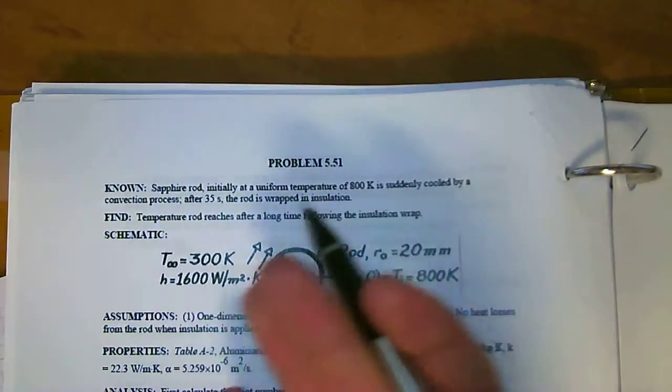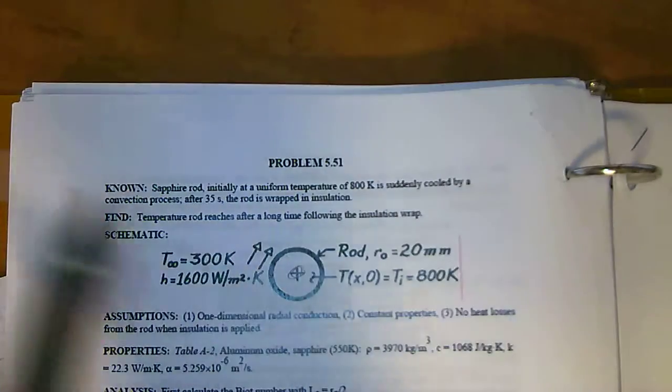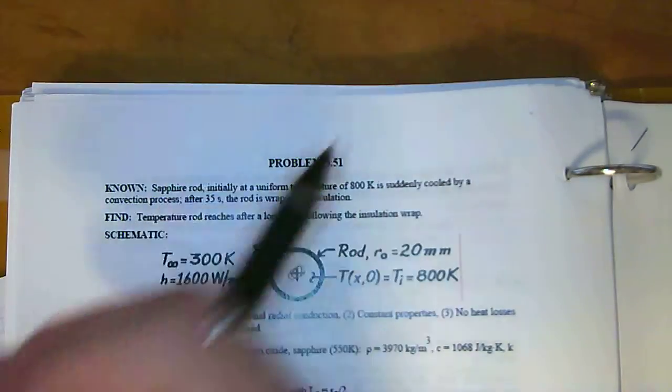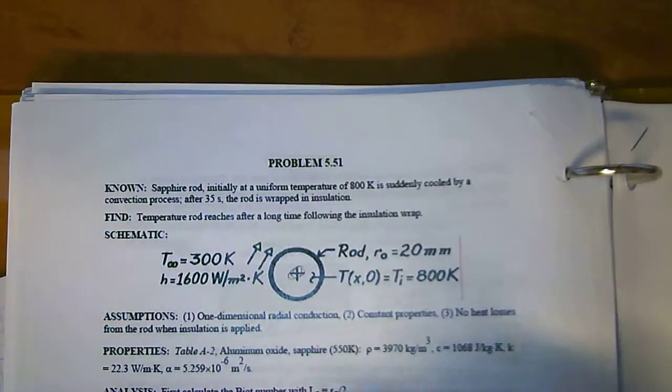Because at T infinity, after 35 seconds, the rod will uniformly become a single temperature all the way throughout, so you won't have to worry about any specific area of the rod when doing the analysis. So let's go ahead and jump right into this. Let me get myself organized.